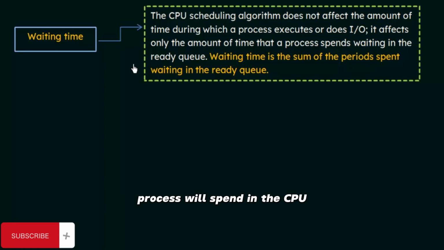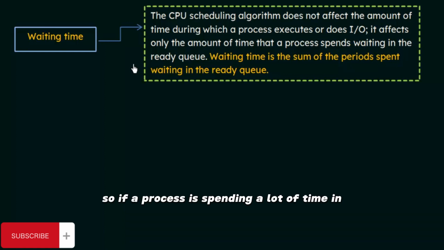The time a process will spend in the CPU, that means using the CPU or performing I/O, will depend upon the process, or how big the process is, or what kind of process it is. But what the scheduler is concerned with is how fast or how frequently it can assign the CPU to a particular process. So the waiting time is what we will take into account at this moment.